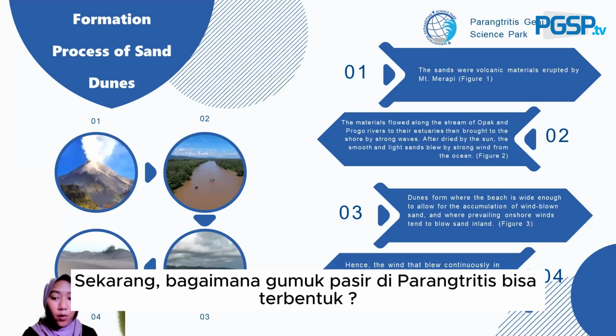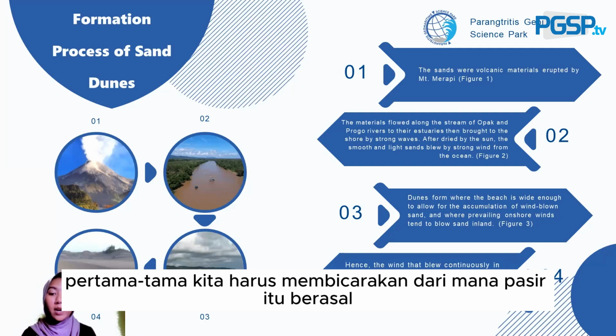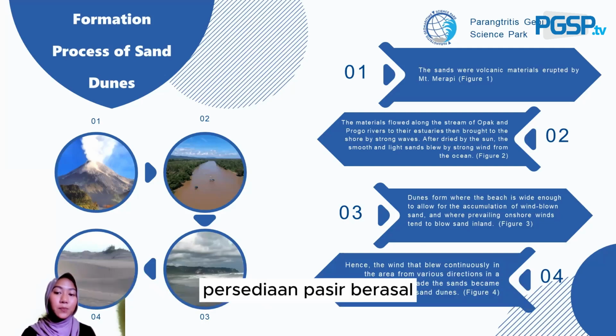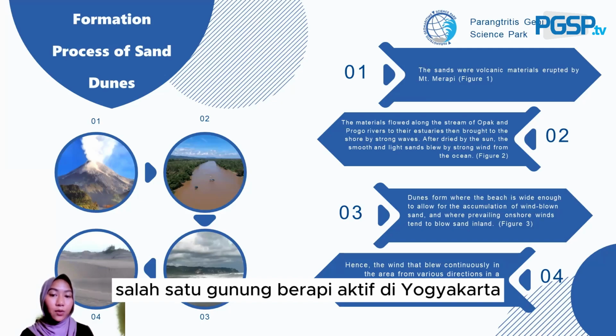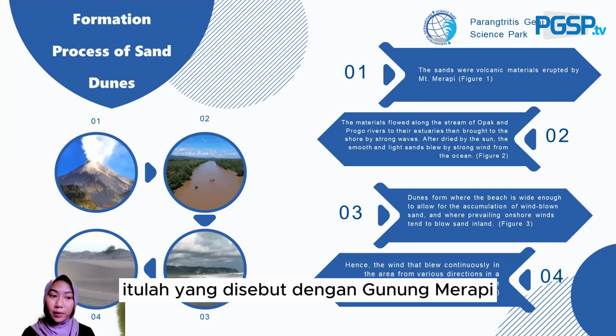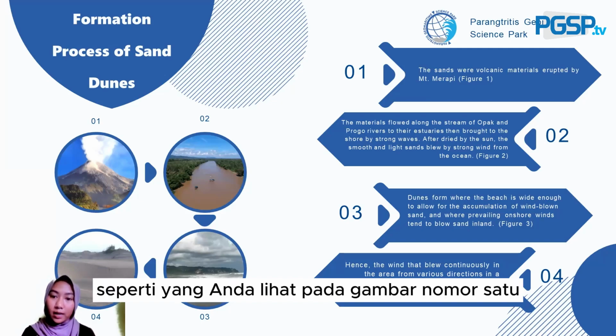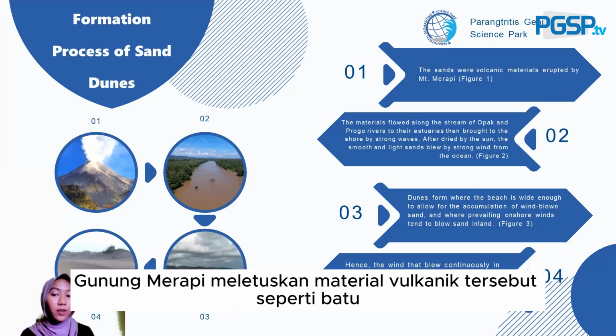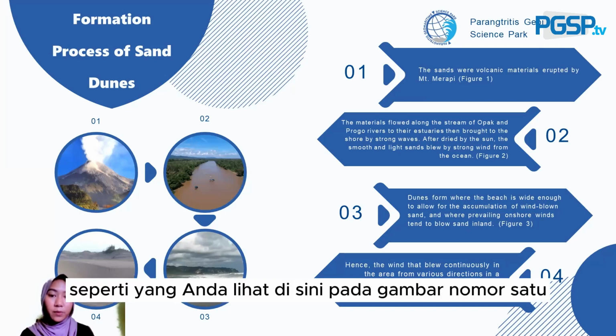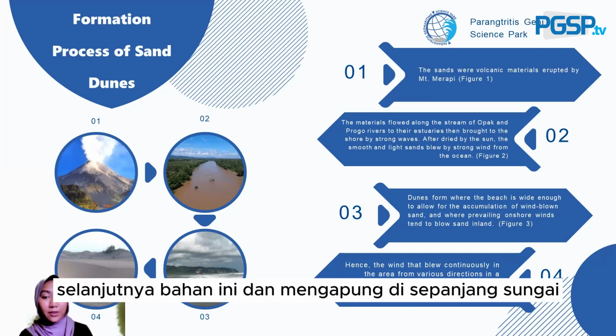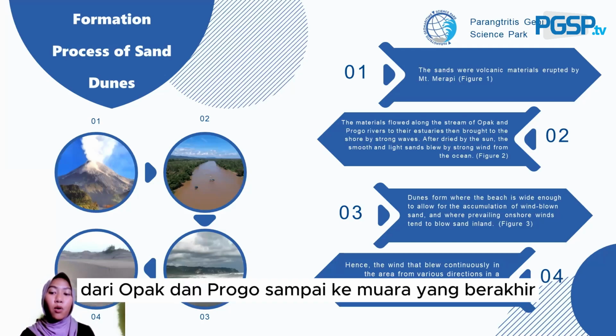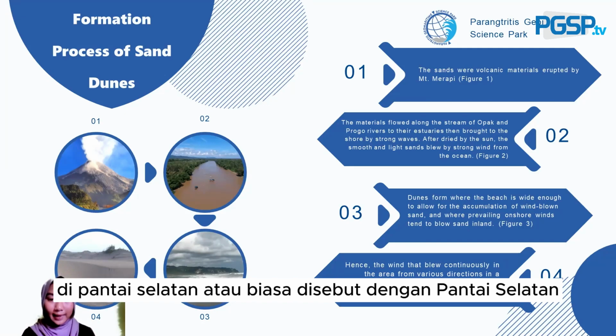Now, how can the sand dunes form here in Parangtritis? First, we have to talk about where these sands came from. The sand supplies came from one of the active volcanoes here in Yogyakarta, called Mount Merapi, as you can see there in figure number 1. Mount Merapi erupted these volcanic materials like stones, as you can see here in figure number 1. Next, these materials then flowed along the rivers of Opak and Progo to the estuaries that end at the south coast, or what we call here Pantai Selatan.